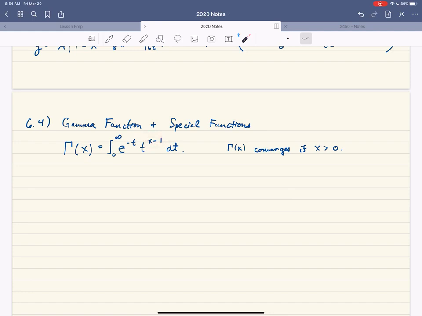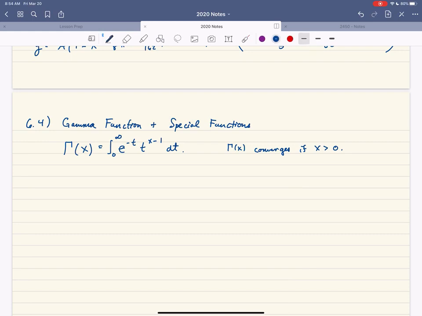Okay, and if x is greater than or equal to 1, then the problem is going to be infinity, right? Because you're going to have, say, t squared over e to the t. But it turns out the e to the negative t goes to 0 so much faster than any polynomial that you get convergence. Everything's fine. So the gamma function converges for all x greater than 0.